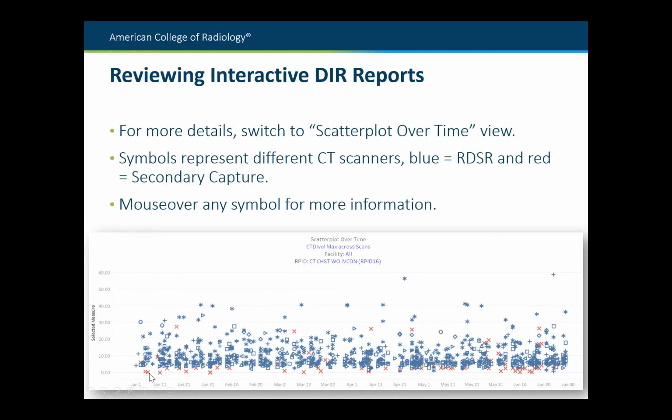But if you see here, all of these red X's, almost all of them are at the very bottom of the scatter plot. And what that shows is that something is not being captured correctly from those secondary capture exams. This is skewing the data downward and affecting the accuracy of the data overall.